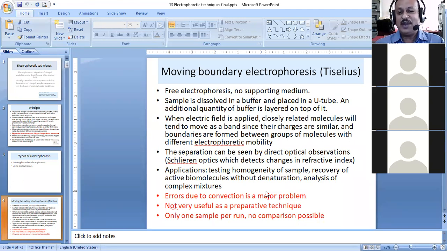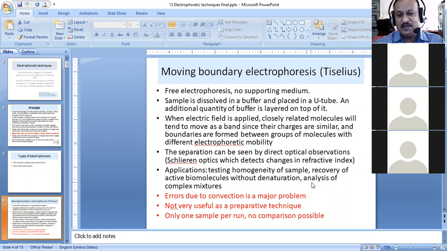Of course it has its own advantages, we'll see that later. But what we are doing is, when we are denaturing the biomolecule, we cannot recover the biomolecule in an active form, isn't it? That is the disadvantage of the other gel electrophoresis techniques, but that can be regarded as an advantage of moving boundary electrophoresis.